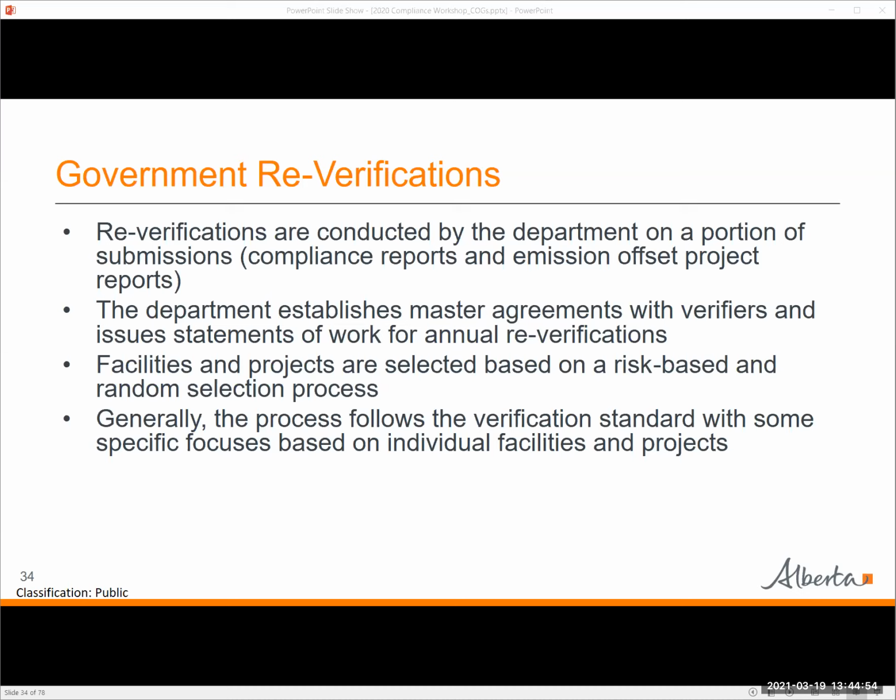The compliance reports or the facilities and projects that are selected on an annual basis is based on a risk-based approach and a random selection process. And we would typically notify the facilities if they have been selected for a re-verification. And generally, the process is very similar to what is outlined in the verification standard, with some focus on individual facilities and projects, or things that we might want to take a look at more closely for certain facilities and projects.